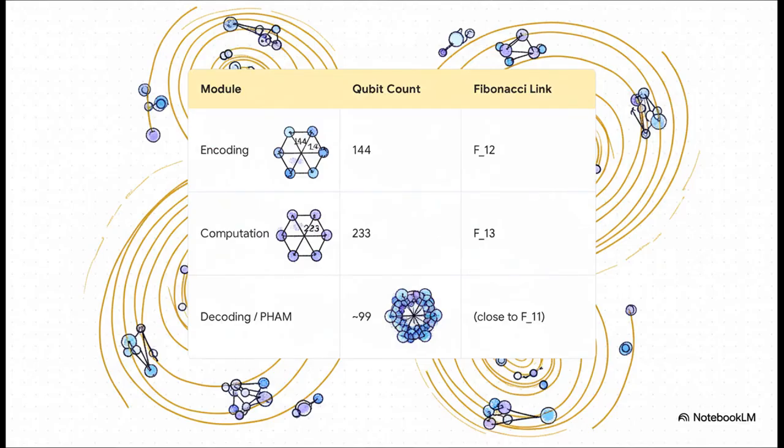And check this out. The way the 377 qubits are split up across these modules, it's not random either. The numbers line up almost perfectly with other Fibonacci numbers. 144 is the 12th one, 233 is the 13th, and the 99 for decoding is right next to the 11th. That mathematical elegance just runs through the entire design, top to bottom.